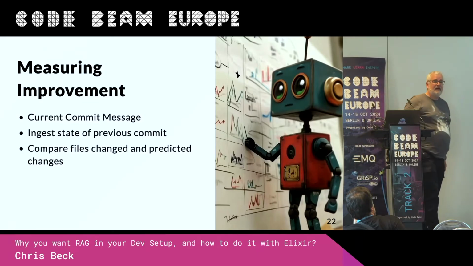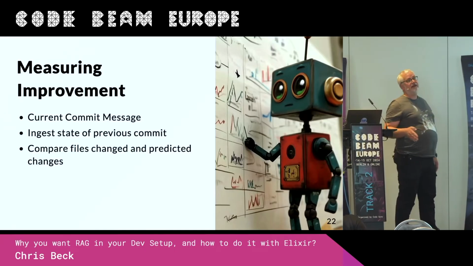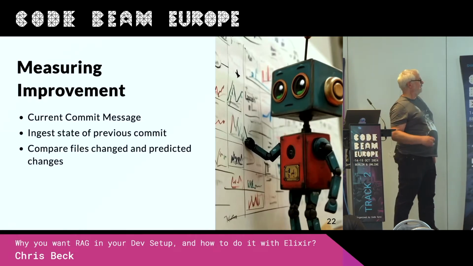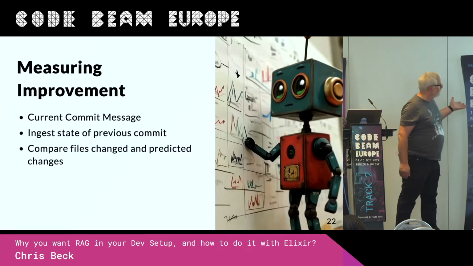We took our Git history and took the latest commit, and then we moved the whole file system one commit back, and then we started our ingestion. And then we pretended that the change did not happen, but instead we gave the current commit message. What came out of that is that we could compare the files that were changed with the files that were predicted.